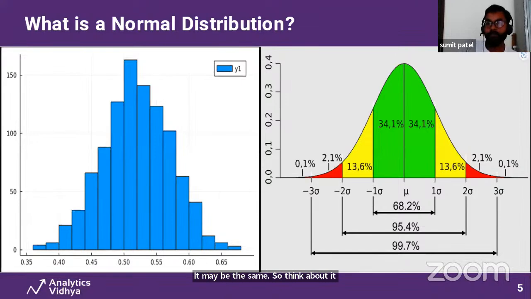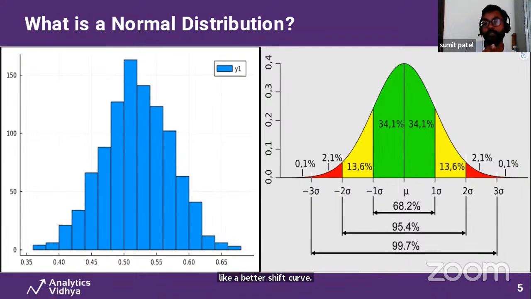You pick up 10,000 people who are 25 years of age and you measure their height and you plot a distribution of their heights. Could be highly skewed, but if your data size is huge, if you have 1 lakh or maybe 10 lakhs of data points, it will follow a normal distribution. And the higher your data points, the closer it will look like a bell-shaped curve.